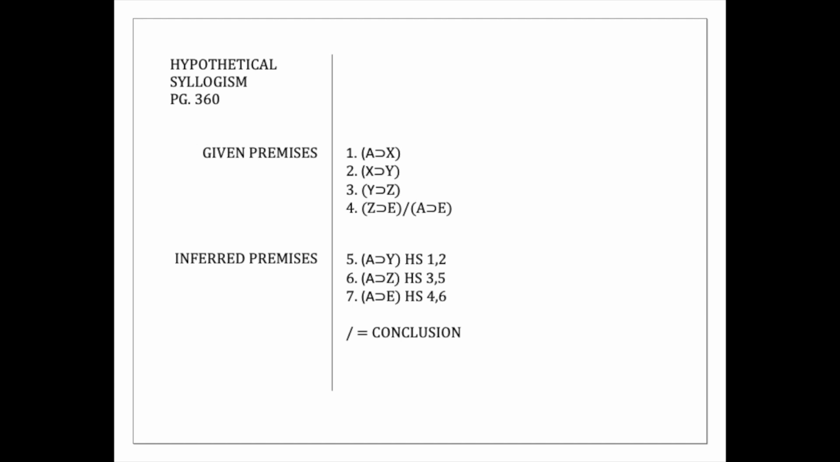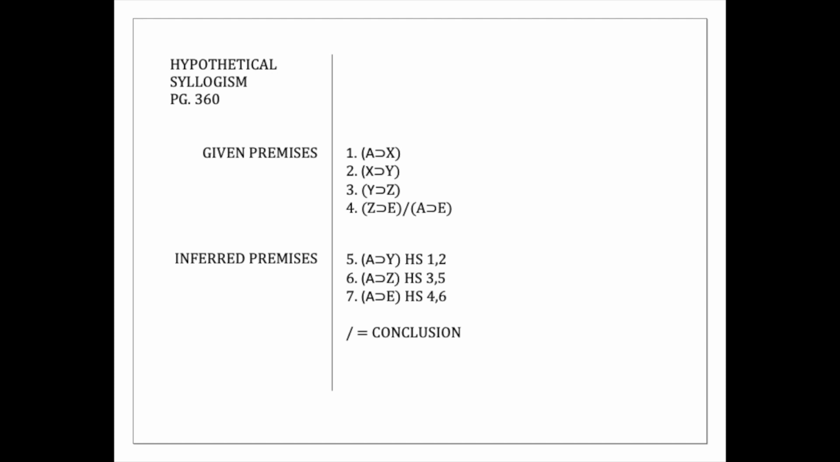Once we have concluded the conditional if a, then y, we can conclude another hypothetical syllogism using the inferred premise 5 and premise 3. If you look at the inferred premise 5, if a, then y, you'll notice premise 3 says if y, then z. The consequent of the conditional if a, then y is the same as the antecedent of the conditional if y, then z. Therefore, we can infer if a, then z based on the hypothetical syllogism premises 3 and 5.